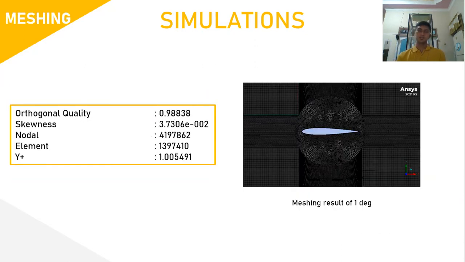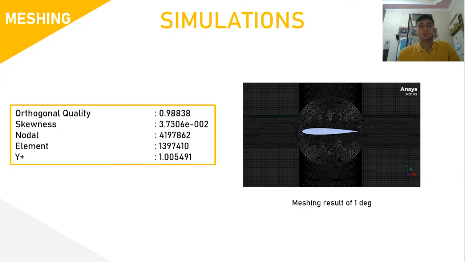This is the meshing result. In the meshing, we have to set the sizing, like edge sizing, face meshing, and inflation, and the others, to meet the standard requirements of my department. And this is the result of my meshing.